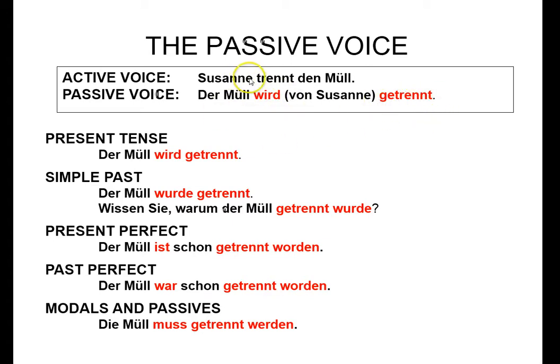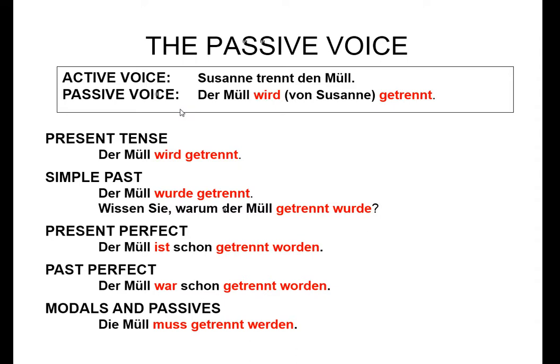We could also include the agent, so the one who's actually doing the action of the verb. We could say, der Müll wird von Susanne getrennt. So that's the difference between the voices. But in passive voice, there's lots and lots of tenses. So let's look at these tenses kind of to help.